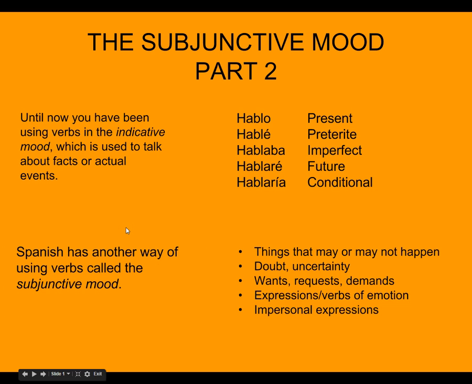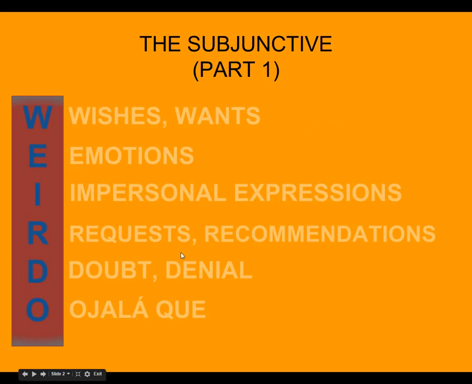The subjunctive is used to talk about things that may or may not happen, things that are doubtful or uncertain, wants, requests, and demands. It's used with verbs of emotion and with impersonal expressions. Part 1 talked about WEIRDO, and these are the situations in which we use the subjunctive.